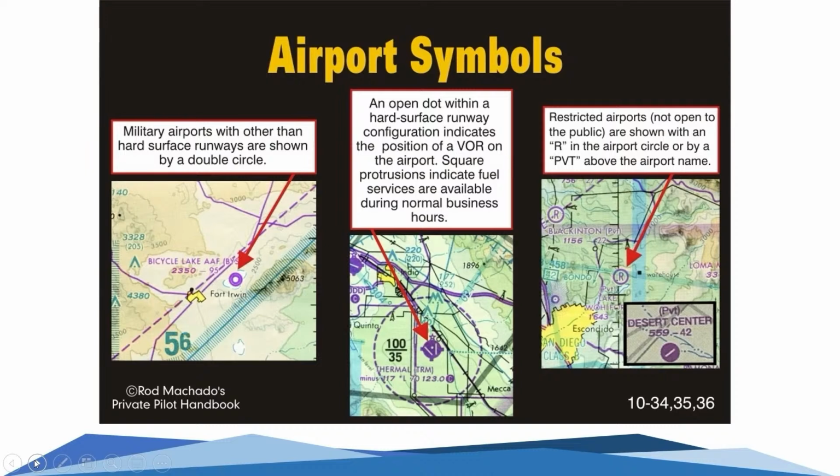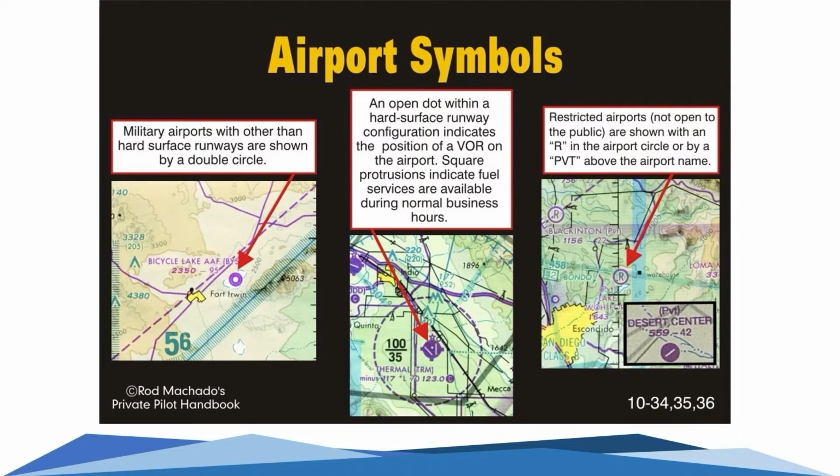I'm going to skip the open dot for right now, but there is a little tiny open dot right there. That's just indicating there's a VOR on the airport, and that's a navigational device. We'll get into those a little bit, probably in about 2 weeks from now.